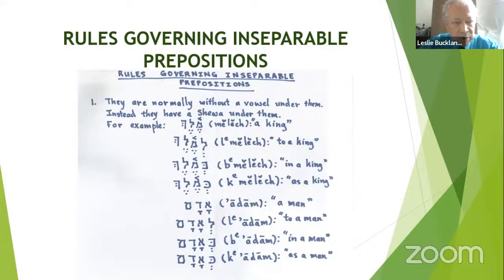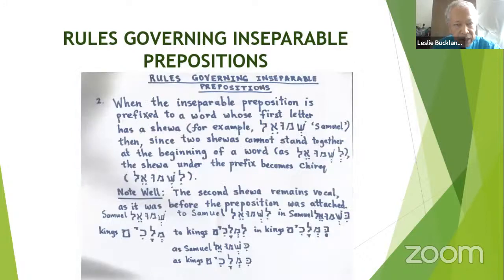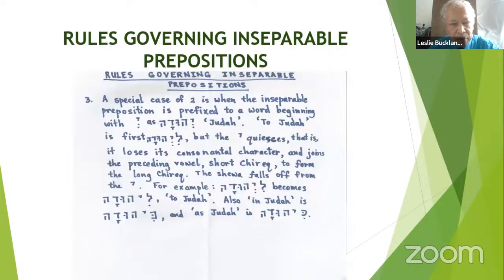So we have seen that the inseparable prepositions are normally without a vowel under them. Instead, they have a shewa under them. Number two, when the inseparable preposition is prefixed to a word whose first letter has a shewa, since two shewas cannot stand together at the beginning of a word, the shewa under the prefix becomes a short hireq. And we have seen a special case of number two, when you have the inseparable preposition attached to a noun, and the first letter of that noun is a letter that becomes silent under certain conditions.